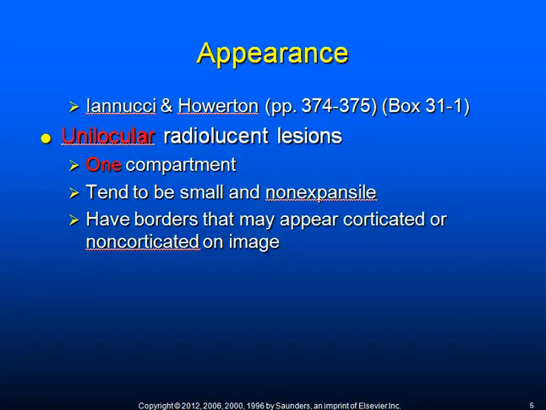Unilocular radiolucent lesions are lesions that have one compartment. Uni means one, and the word locus means a small space or compartment.